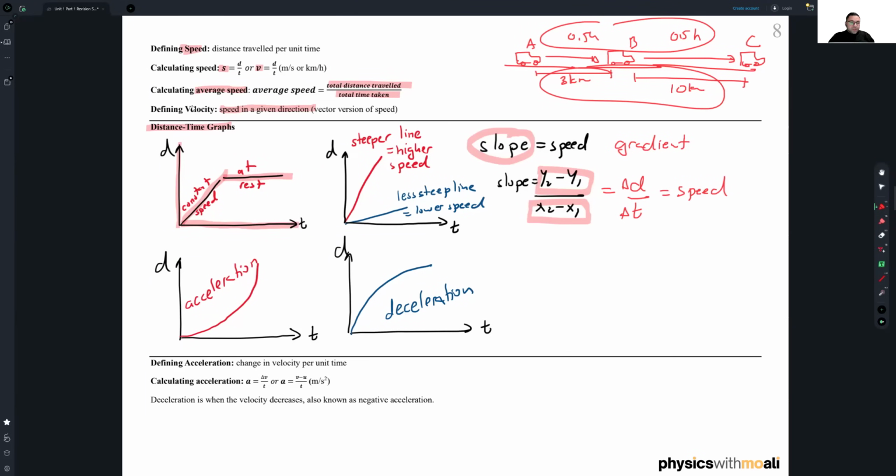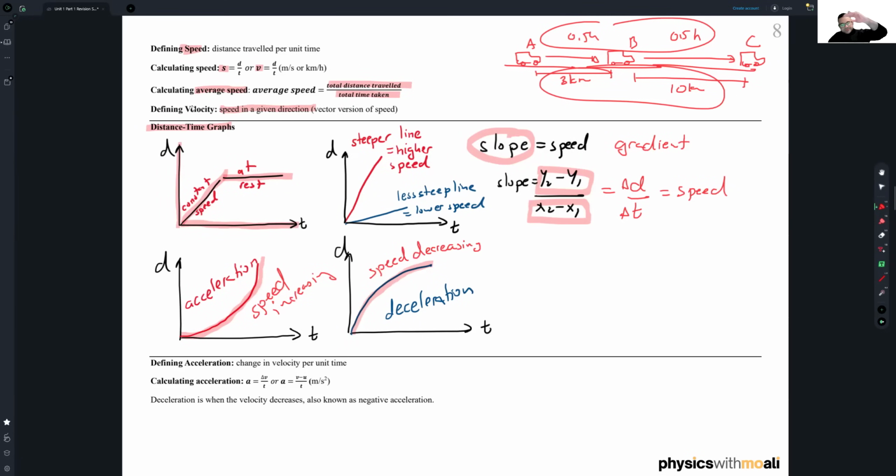But that also applies to curves, not just straight lines. If the line curves, it's no longer constant speed. If it's a straight line, it's constant because the slope is the speed and the slope is constant, so the speed is constant. But if the slope is increasing, this means the speed is increasing. And if the slope is decreasing, it's getting less steep, the speed is decreasing.